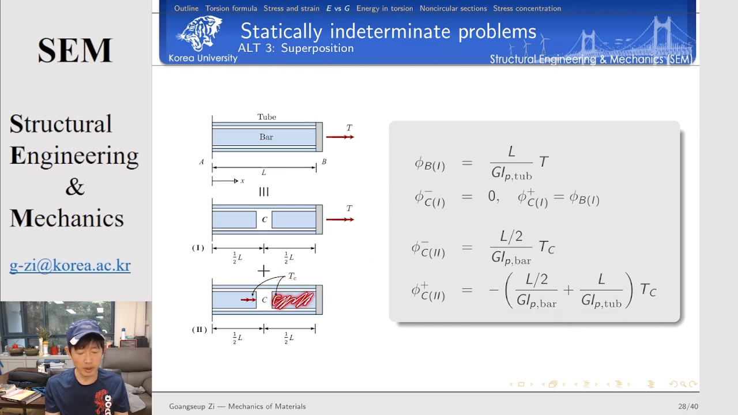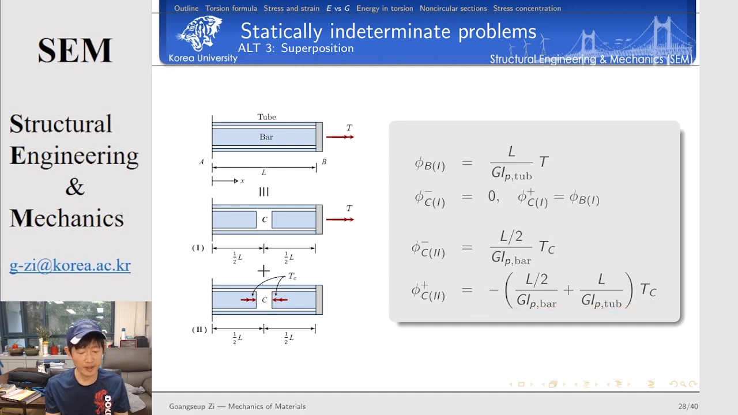This is a kind of serial system. This bar is twisted, and then this tube is twisted. This is bar and tube. Make sure that the bar side has a length of half of the original length, and the tube side has a length equal to L. This is a serially coupled system, so we can calculate the angle of twist measured here very easily.